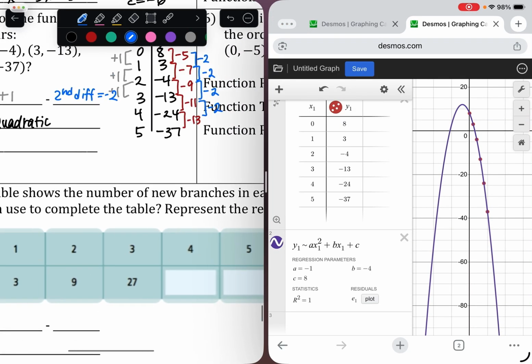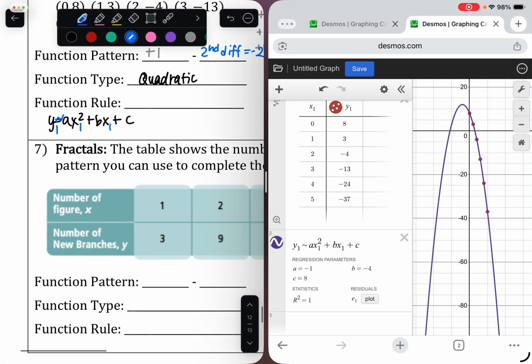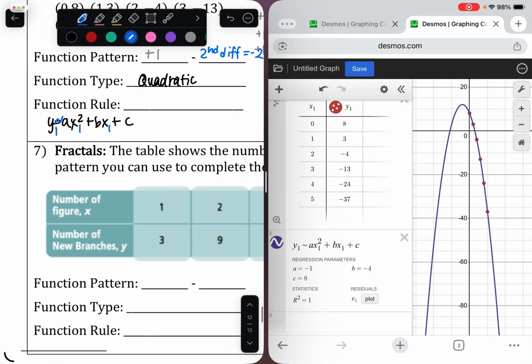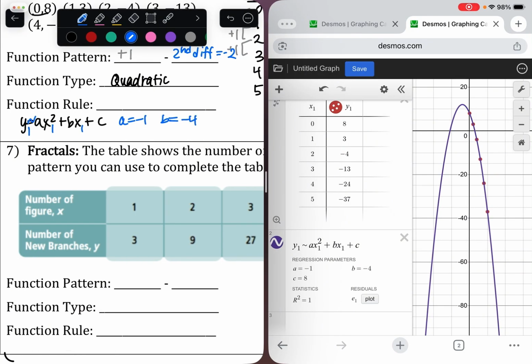Okay, and so I can see that my a value is -1. My b value is -4. And my c value is +8. So when I write my equation, I would say -x squared minus 4x, and then plus 8.